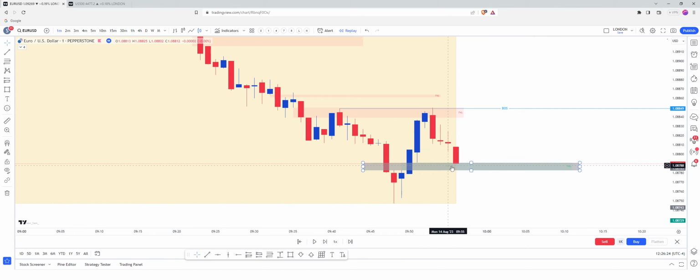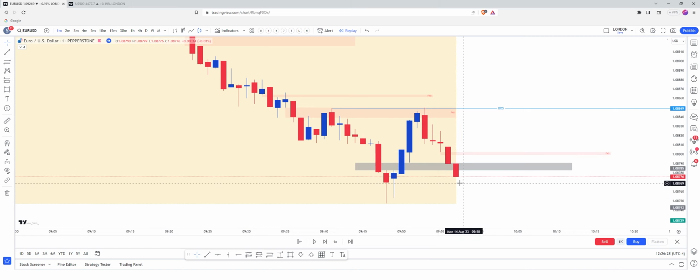So price has come back. It's tapped the balanced price range. See what kind of reaction we'll get from this. So it has reacted from it, closed back above it. So that's a good sign.